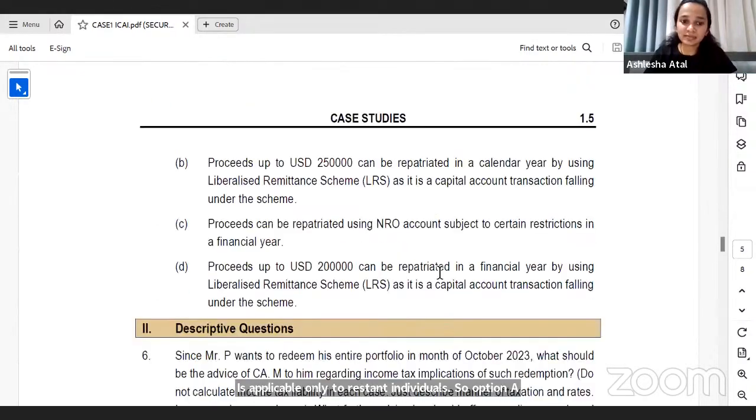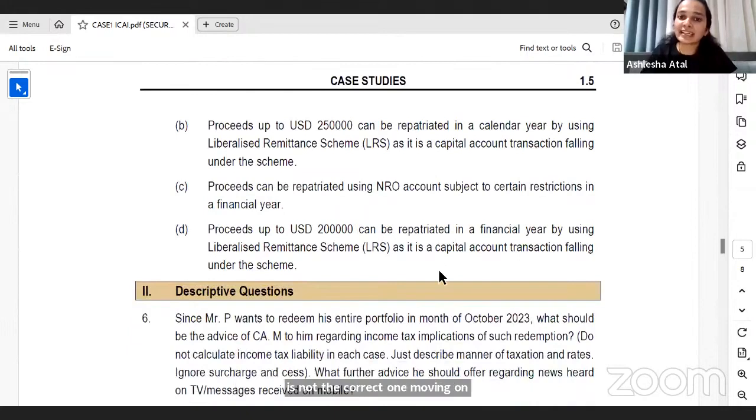Moving on. Option B again has a mention of Liberalized Remittance Scheme, so that is also not the correct option. Moving to the next one, it says proceeds can be repatriated using NRO account subject to certain restrictions in a financial year. Let me tell you what an NRO account means. An NRO account is basically an account held by a non-resident individual, and that account has the proceeds of income which he's earning in India.